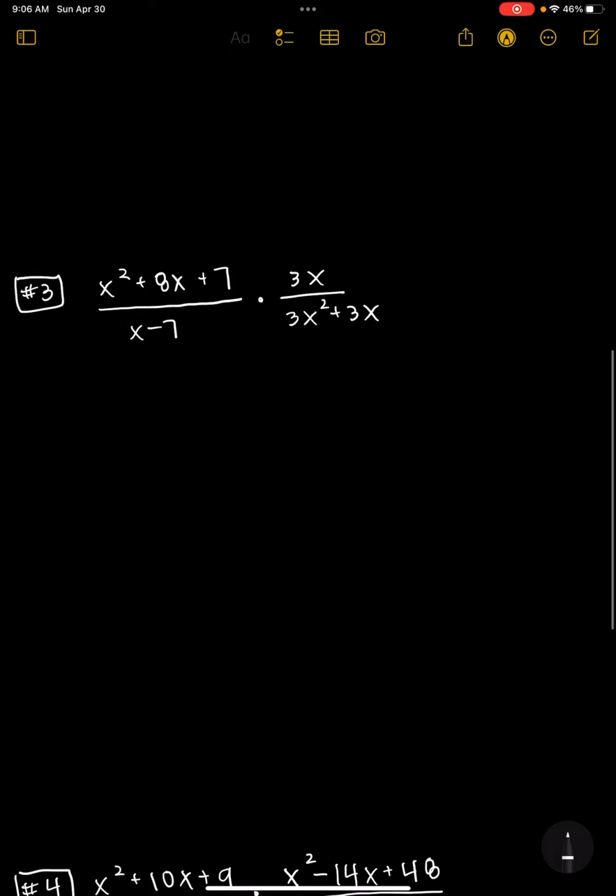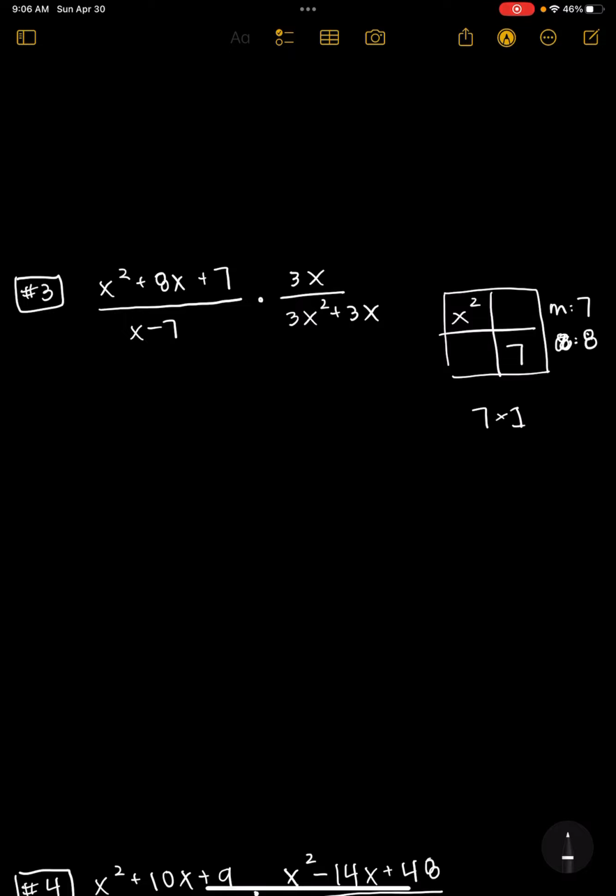So I'm going to start with the top left part, which is a quadratic trinomial. So I'm going to use the box method. We have x squared in the top, 7 in the bottom. We want to multiply to be 7 and add to be 8. Oh, sorry, I said add to be 8. So there's only one thing that multiplies to be 7, 7 times 1. And good news, 7 plus 1 is 8. So we can just use 7x and 1x.